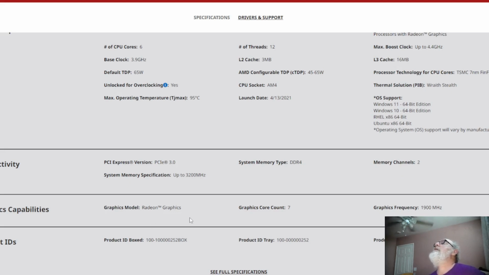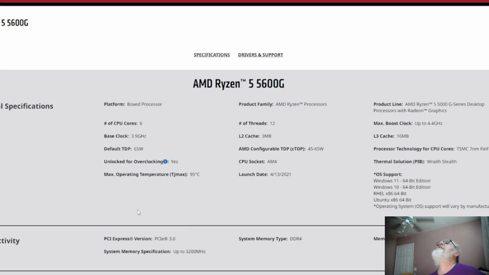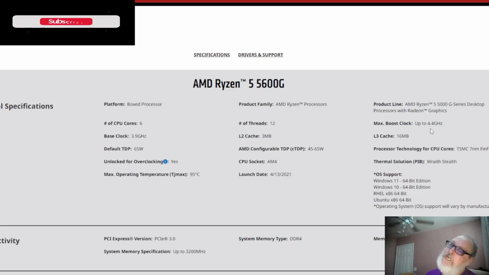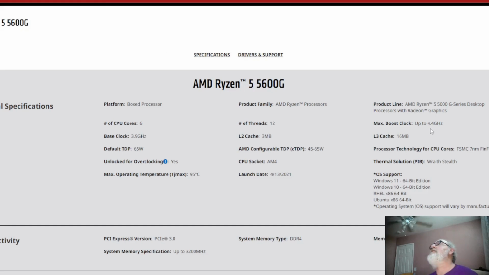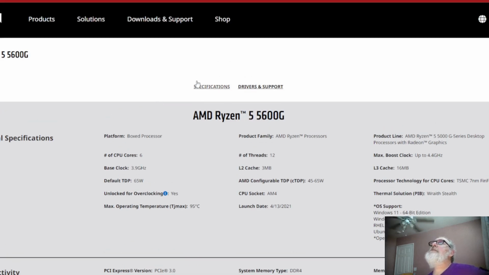Okay, so pretty much this is what it is. It's an unlocked chip, 6-core, 12 threads, up to 4.4. If you run it on auto, it'll go up to 4.6 on its own, running it automatically. So you don't really need an overclock. Just run it on auto. There it is. Pretty much that's cut and dried, everything else.